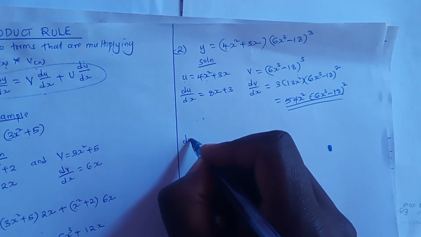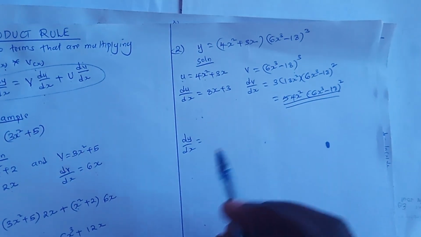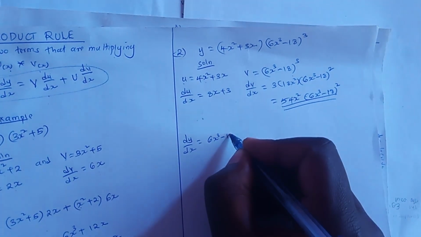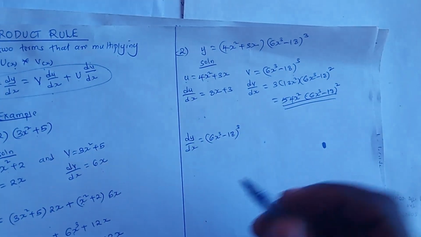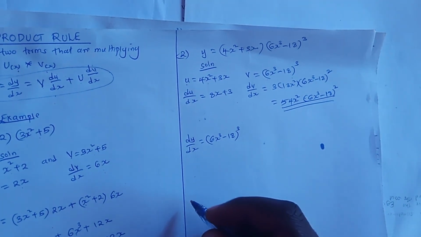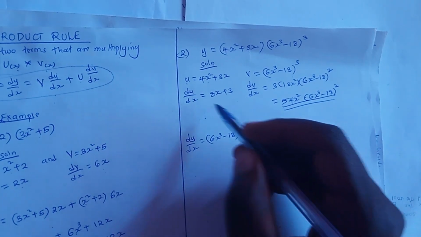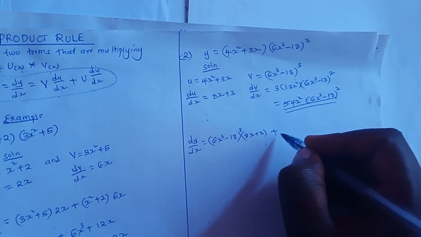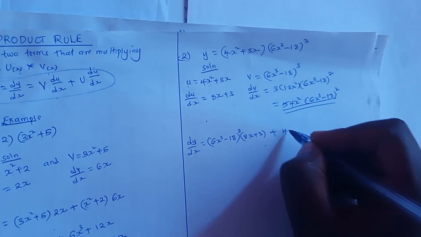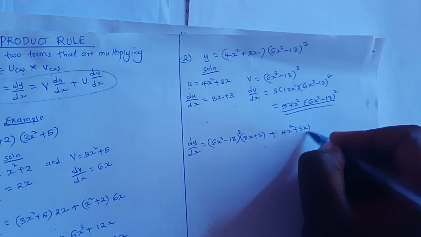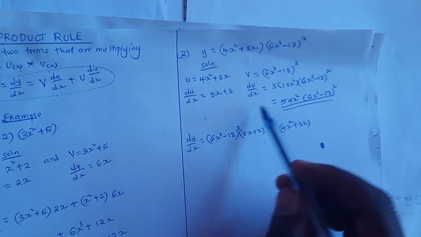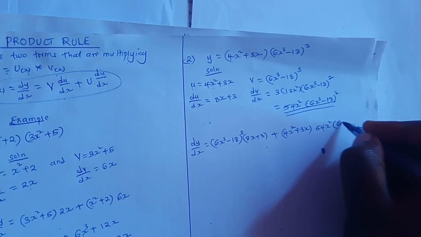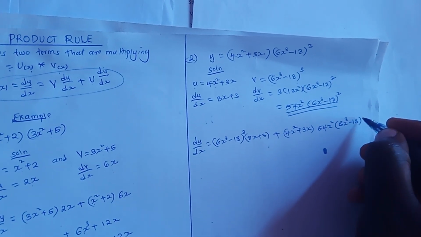I will have dy out of dx being equal to my v. My v was 6x cubic minus 18 all power 3, right? Then du dx is 8x plus 3. Then I will add u. My u was 4x squared plus 3x. What is my dv dx? dv dx is 54x squared in bracket 6x cubic minus 18, but all squared.